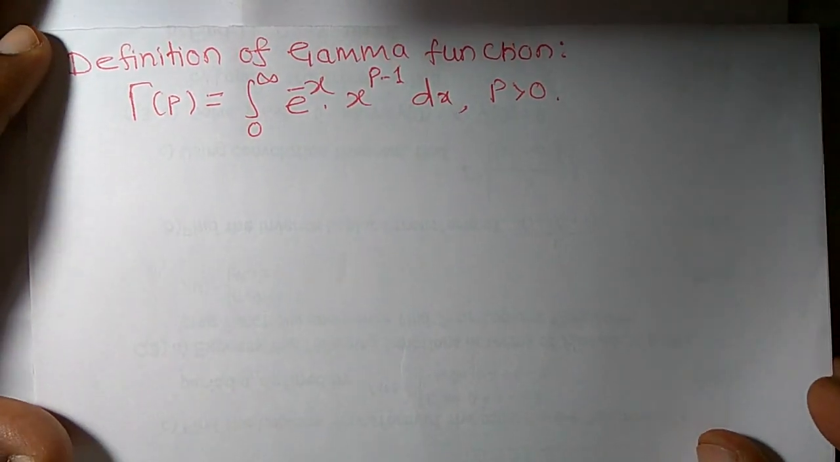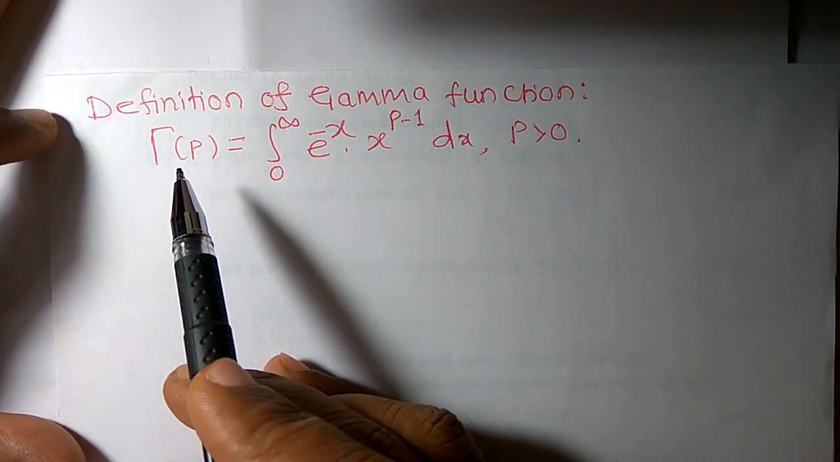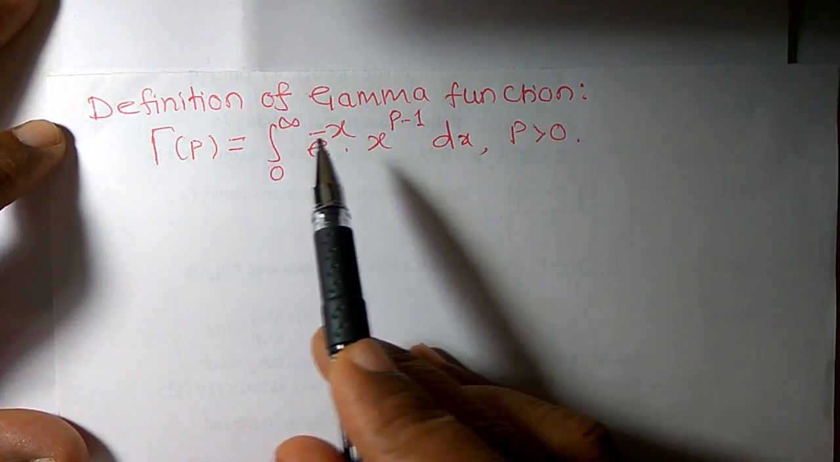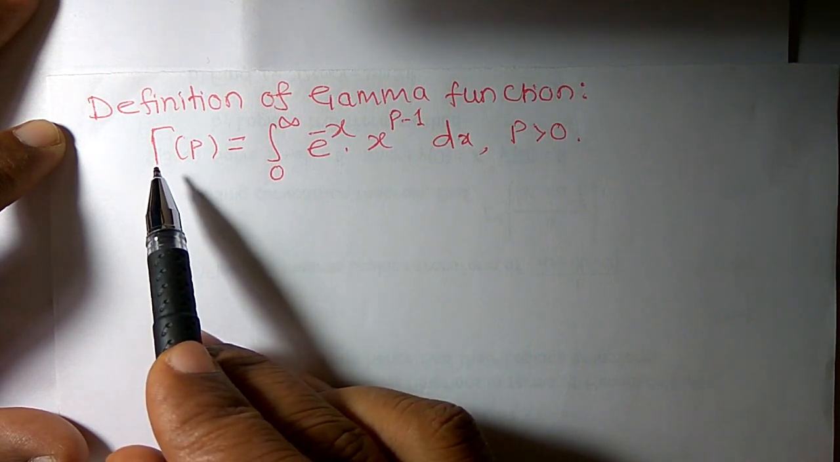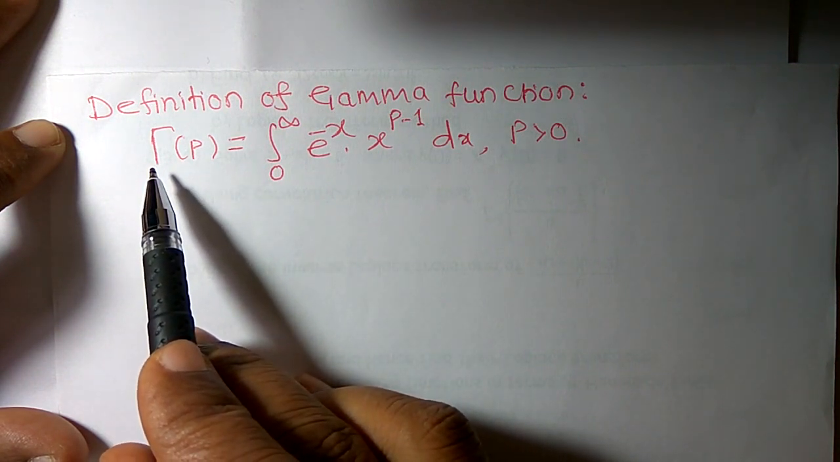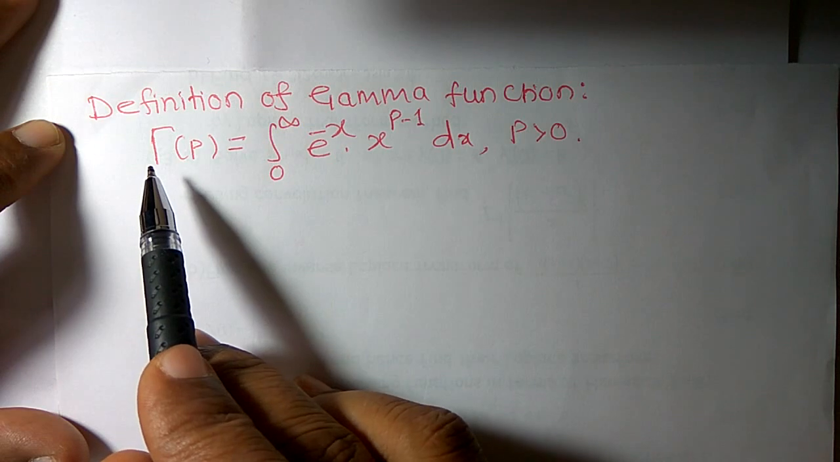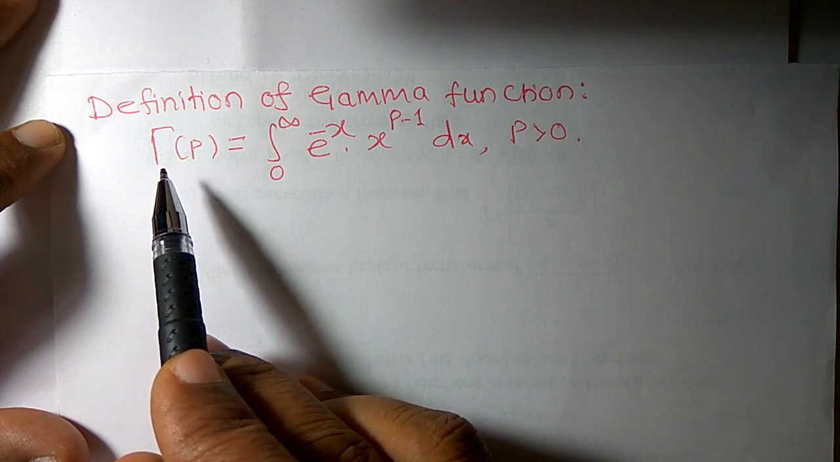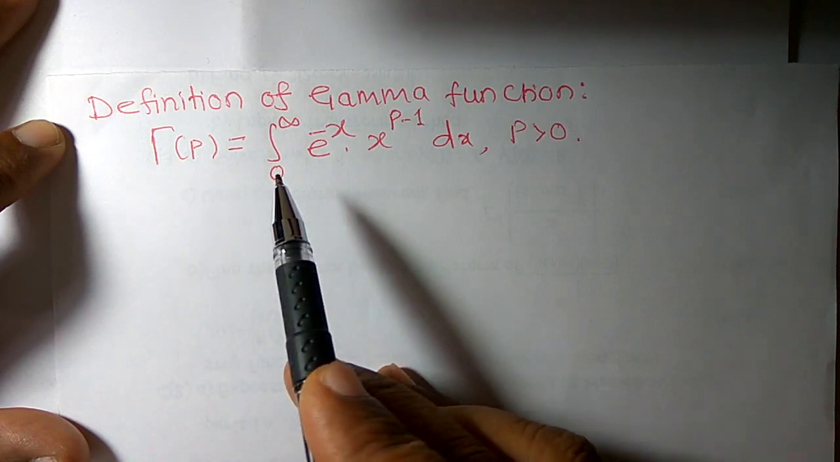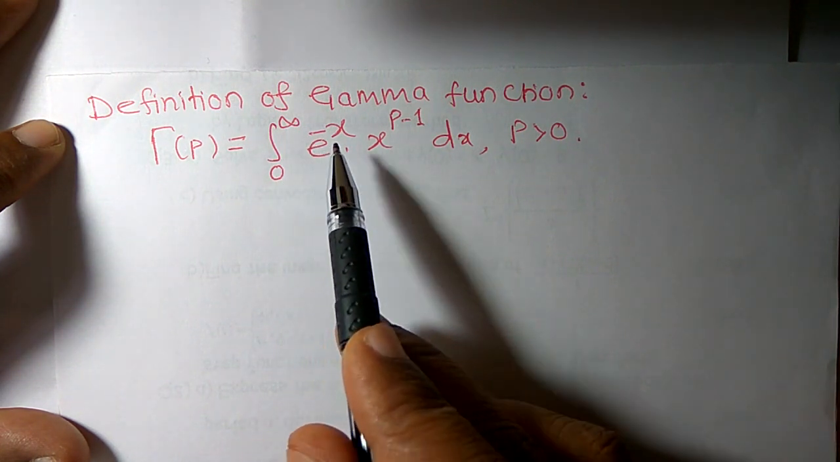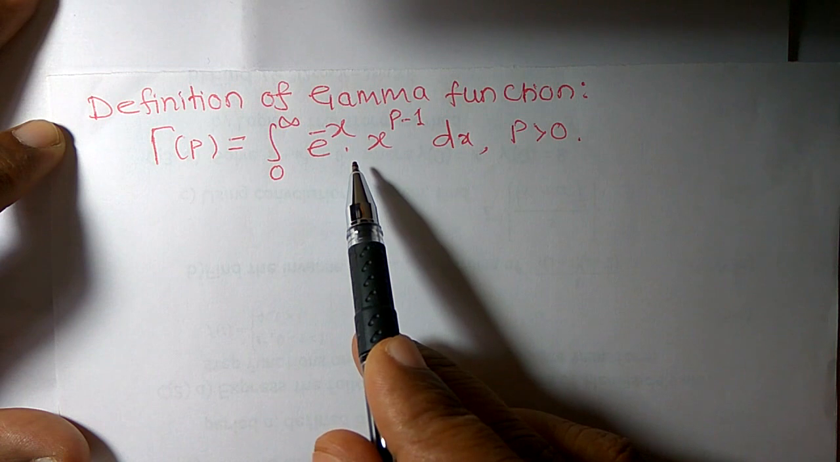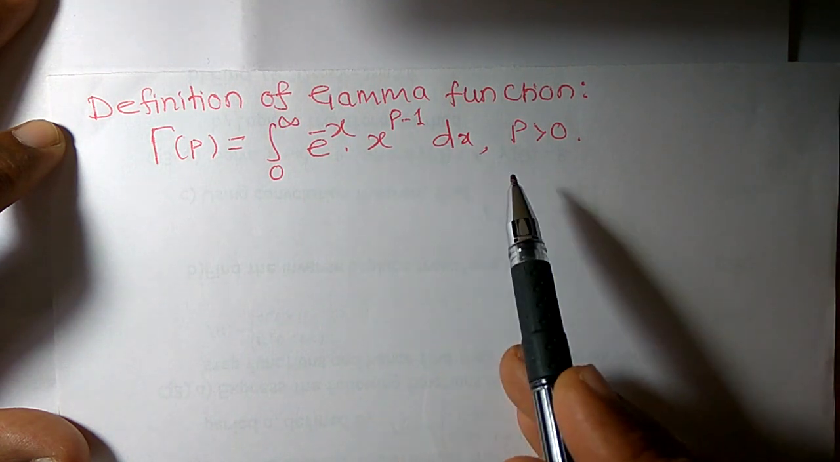In this video, I am going to define a gamma function. Usually, it is denoted by using this symbol. We cannot read it as square root. It is gamma of p is equal to integration of 0 to infinity e to the power minus x into x raised to p minus 1 dx.